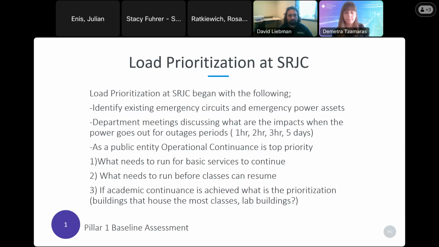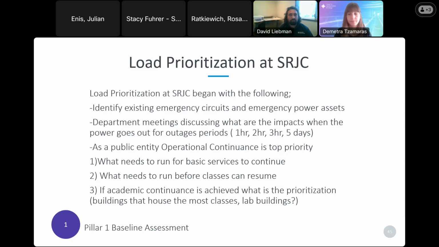Our load prioritization process began with identifying all of our existing emergency circuits and emergency power assets. We had multiple department meetings to discuss what the impacts are when we experience a 1 hour outage, a 2 hour outage, a 3 hour outage, and a 5-day outage, modeling a PSPS event.